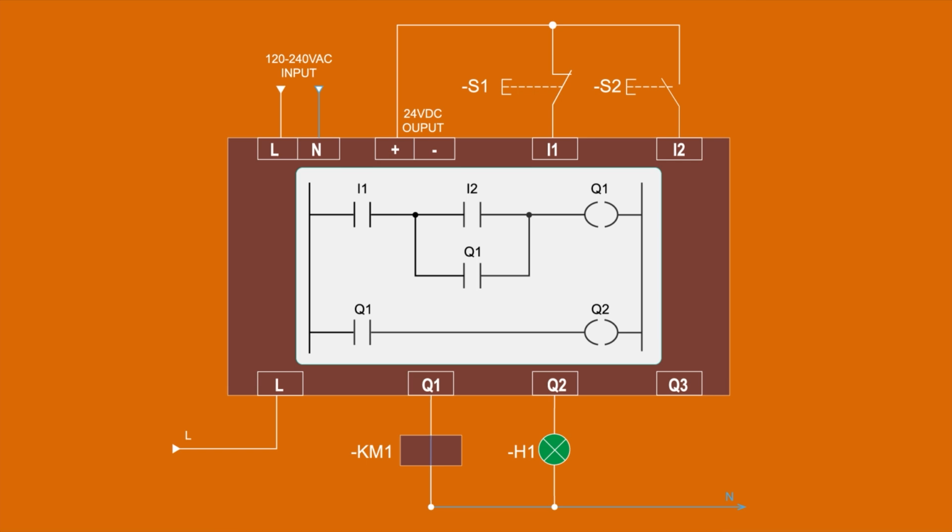Here what we must take into account is the physical inputs and outputs that are connected to the PLC. As for inputs, we have S1, which is the stop button. It is connected to input I1. S2, which is the start button, is connected to the I2 input of the controller. On the other hand, Q1 is the output where the contactor coil will be connected, and Q2 is the output where the start indicator will be connected.